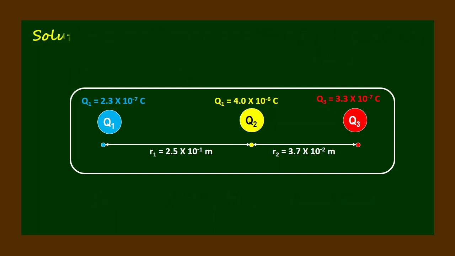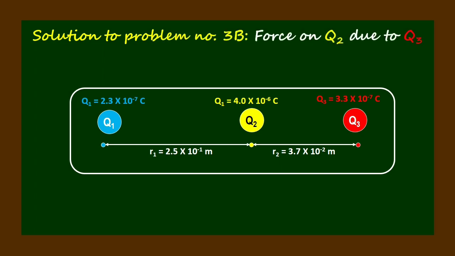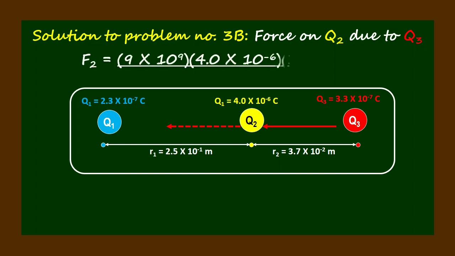And now let's have the solution to problem number 3b. Let us solve for the magnitude of the force acting on Q sub 2 due to Q sub 3. Since Q sub 2 and Q sub 3 are like charges, they are both exerting a repulsive force. This means that Q sub 3 is pushing Q sub 2 to the left direction. By using Coulomb's law again, we get the magnitude of electrostatic force equal to 8.68 Newton.